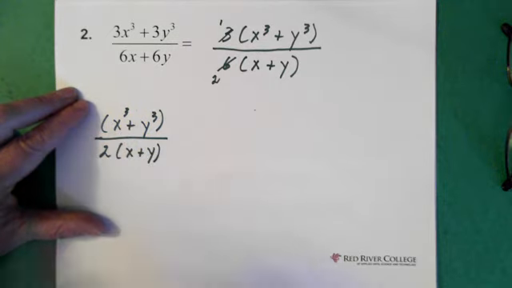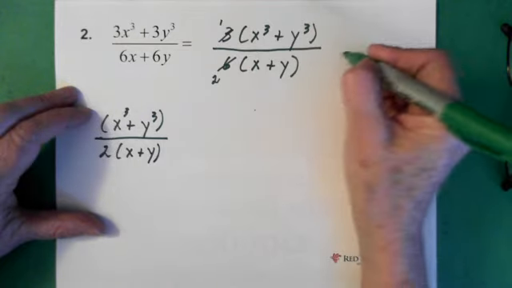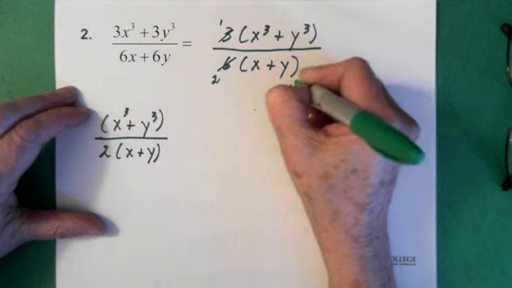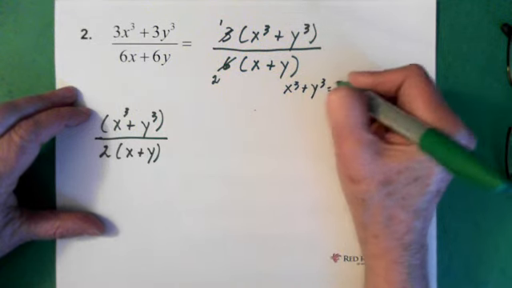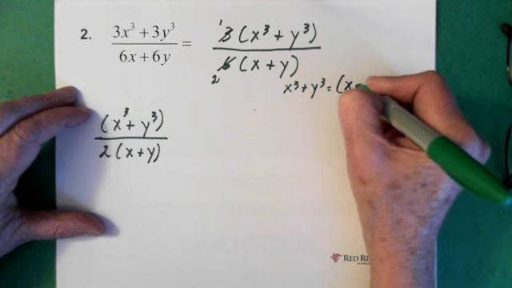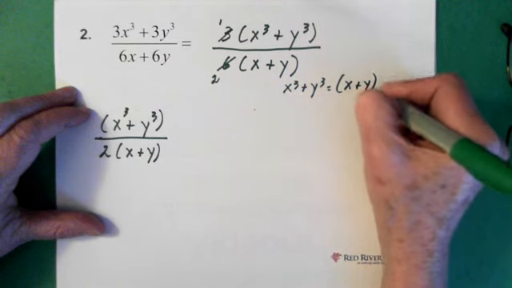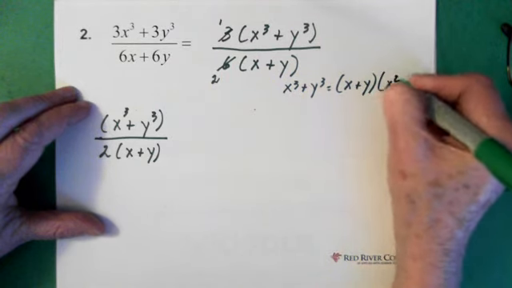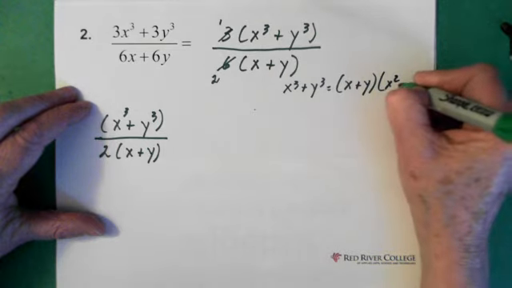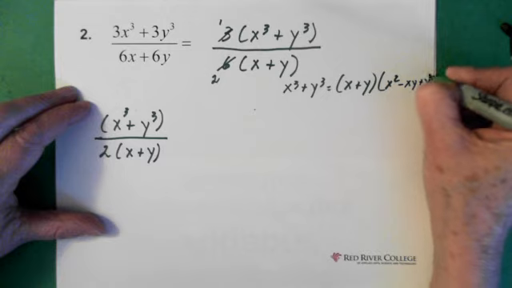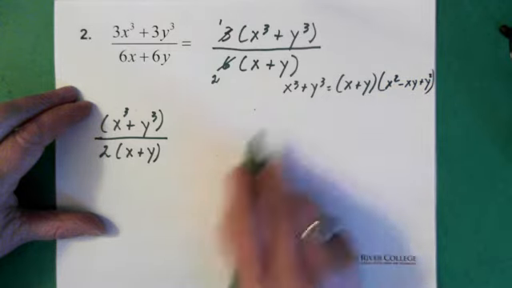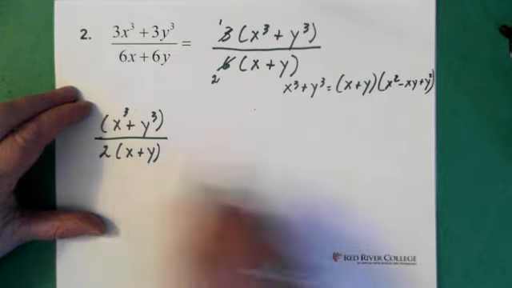Now, when we factor this, and it helps to have that information handy, when we're factoring x cubed plus y cubed, the first factor is x plus y, and the second one is x squared, I don't think I'm going to have room here, minus xy plus y squared. Okay, so that's normally how you factor these two. So that's what we're going to do on the top.